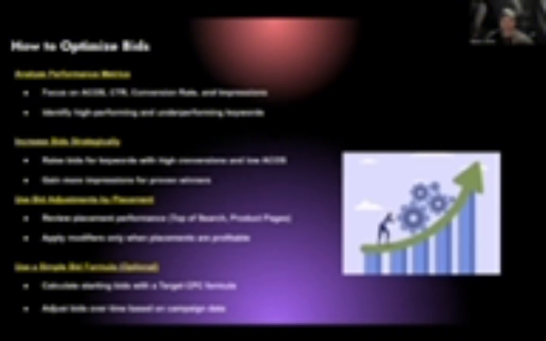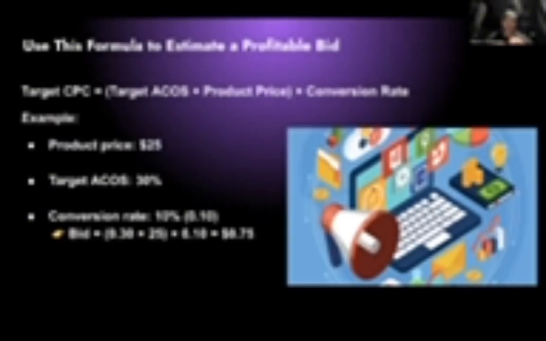Use a simple bid formula. This is optional. I don't think it's too optional, but people are going to do what they want to do. So you want to calculate starting bids with a target CPC formula and adjust bids over time based on the campaign data, right? It's not set and forget when it comes to anything on Amazon. We all know this. It's all about optimizing. It's all about getting better. There's always room for improvement. So here's the formula.